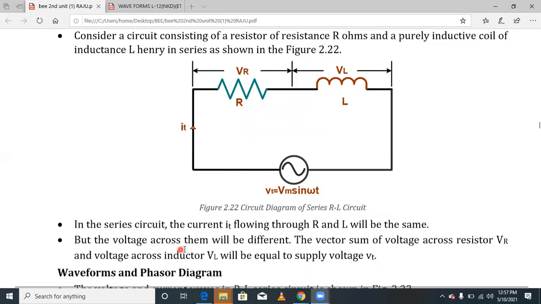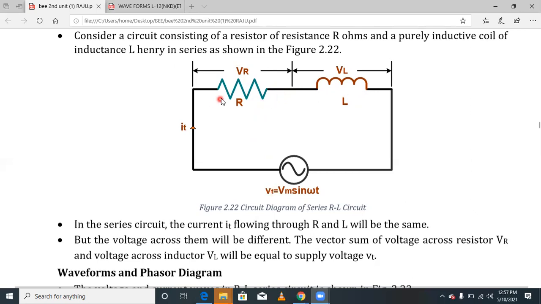But the voltage across them will be different. The voltage across the resistor is called VR and the voltage across the inductor is called VL. It is different. The vector sum of the voltage across the resistor VR and the voltage across the inductor VL will be equal to the supply voltage VT. So not directly VT equal to VR plus VL.